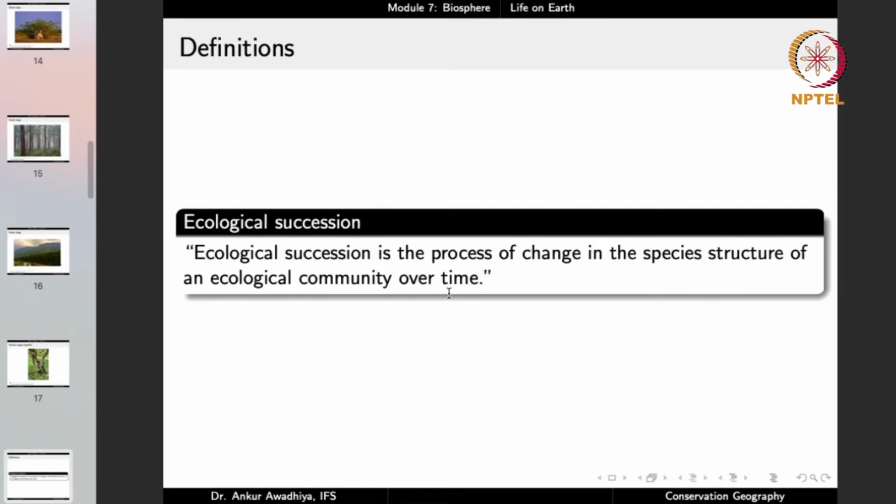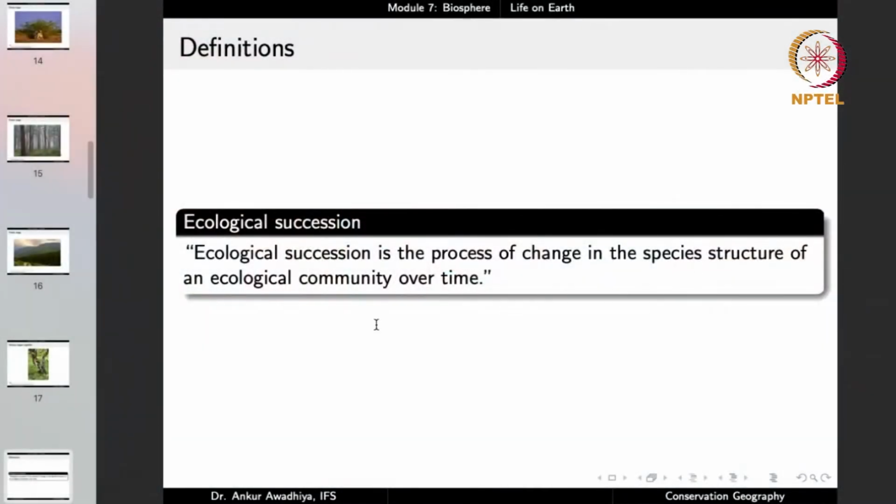So it takes time, primarily because whenever we have a particular stage, it will take certain time to act on its surroundings, to change the environment. And once the environment changes, the existing ecological community is not that efficient as compared to another ecological community that can come up in this area. So this is ecological succession, a process of change in the species structure of an ecological community over time.